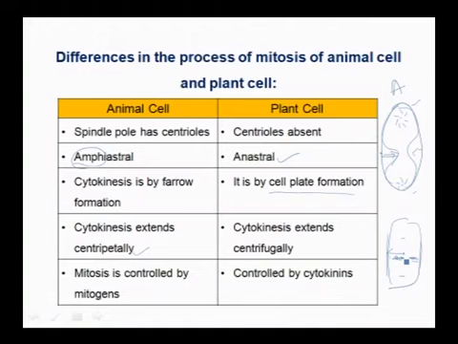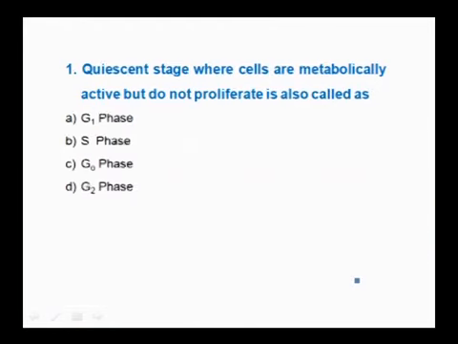The last difference is regarding the controlling of the process. In animal cell, chemicals referred as mitogens will control the process of mitosis, whereas in plant cell they are controlled by phytohormones or plant hormones called cytokinins.